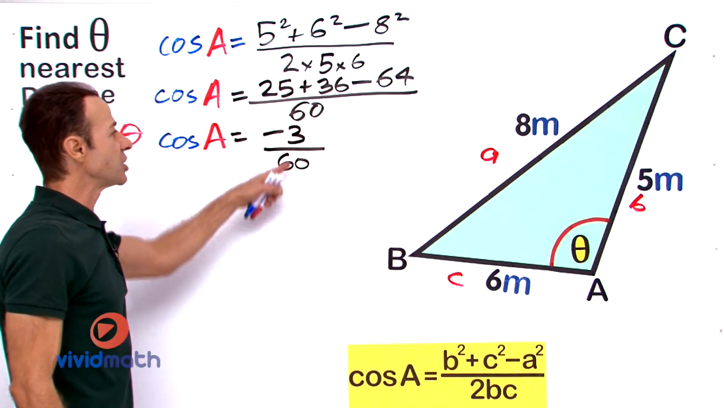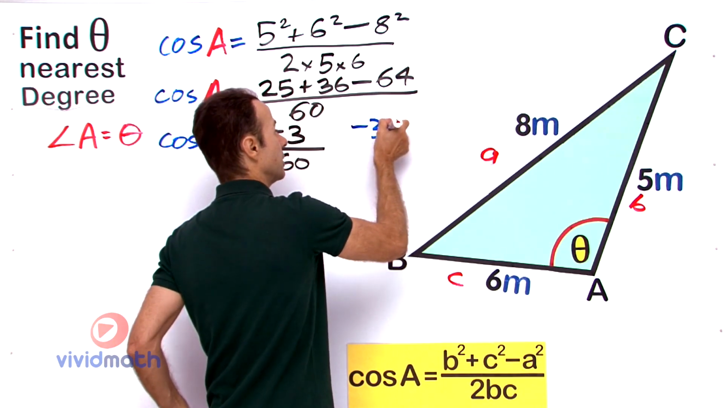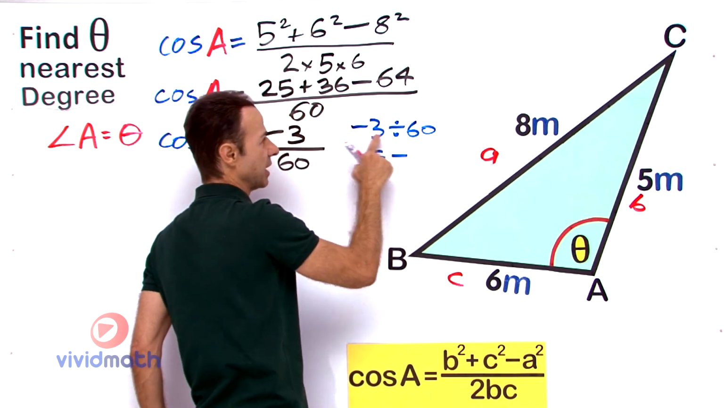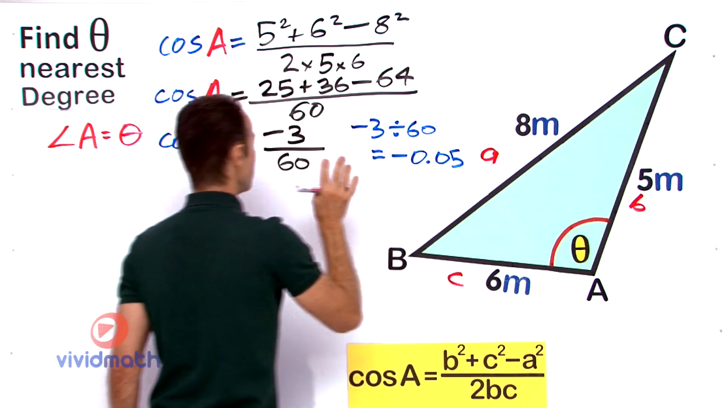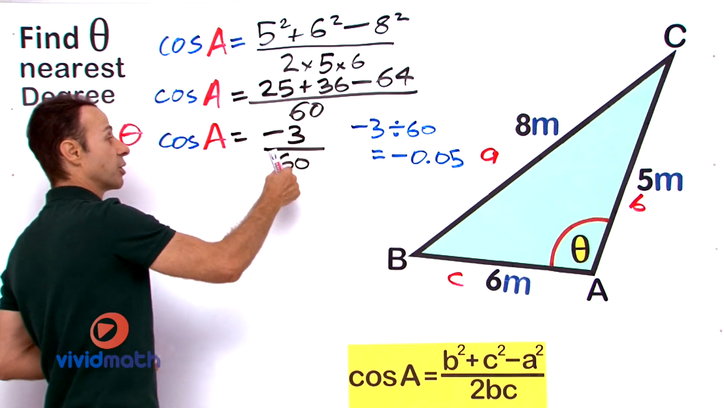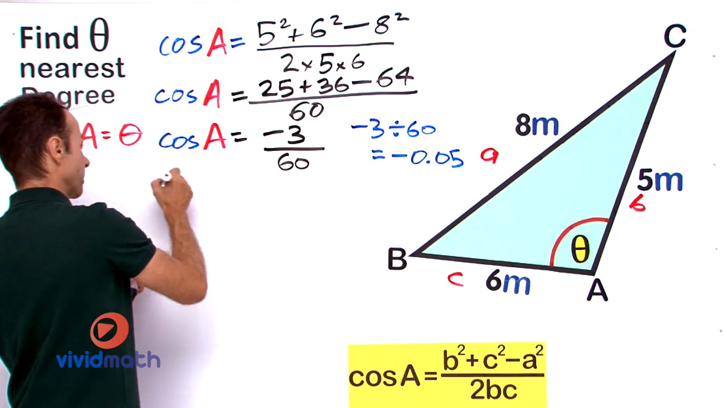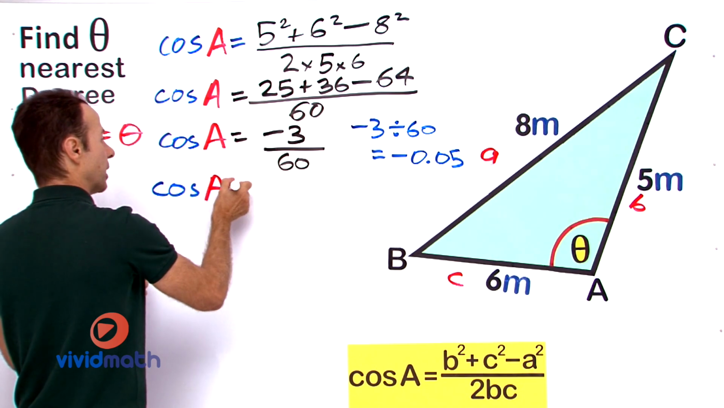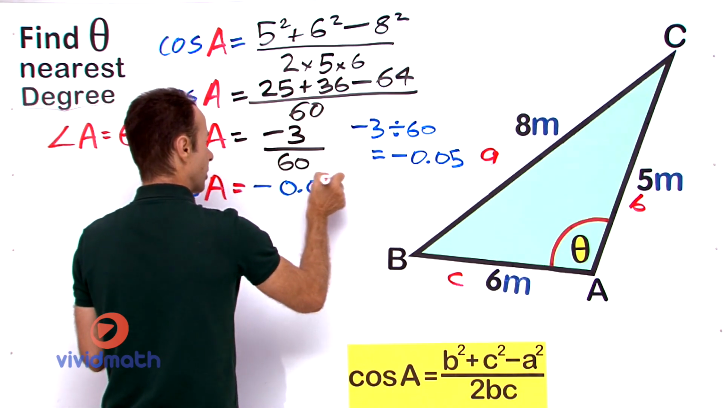Now negative 3 on 60 on your calculator, negative 3 divided by 60, that's going to give you negative, because it's a negative divided by a positive, 0.05. So you can use negative 0.05 instead of negative 3 on 60. You can replace that if you want. You don't have to. You can keep it as a fraction if you want. Cosine A equals, I'm going to use the decimal, negative 0.05.